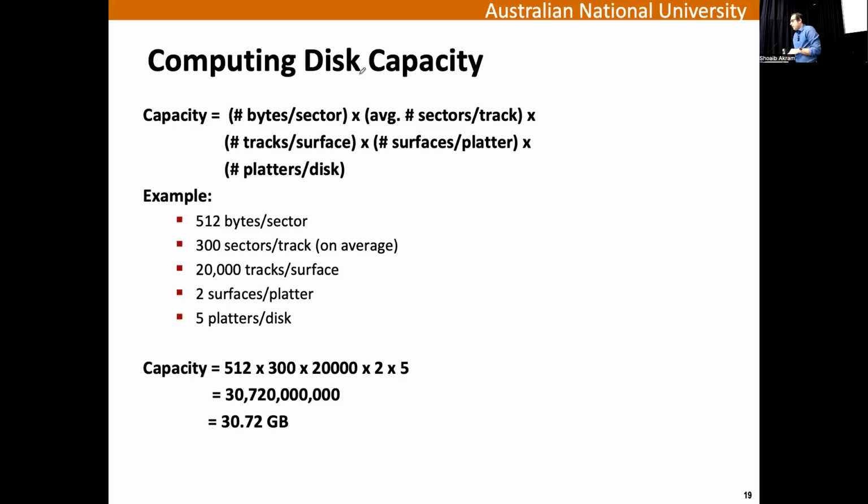Okay, so capacity is now defined by the number of bytes in each sector. I already told you this is typically 512. Average number of sectors per track depends on the technology. Number of tracks per surface also depends on the technology, how far apart you want the tracks to be. How many surfaces per platter? And the number of platters per disk is between 5 to 8, something like that. And when you multiply all of this, you get disk capacity.